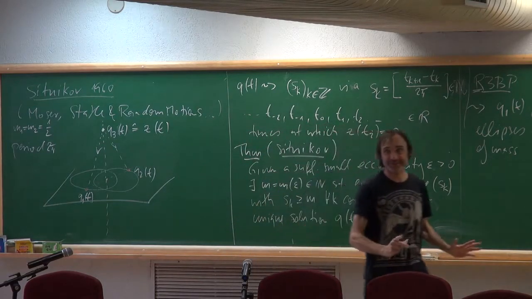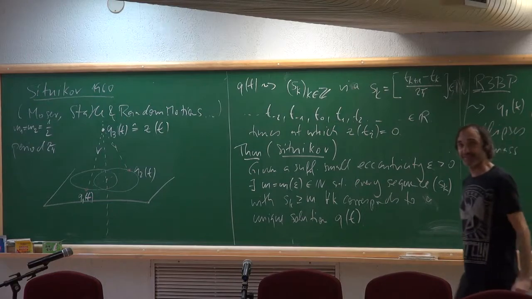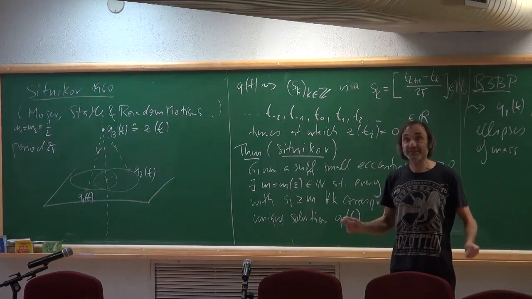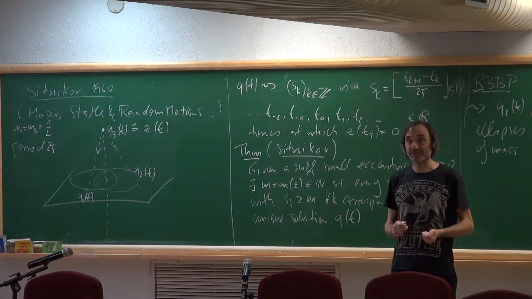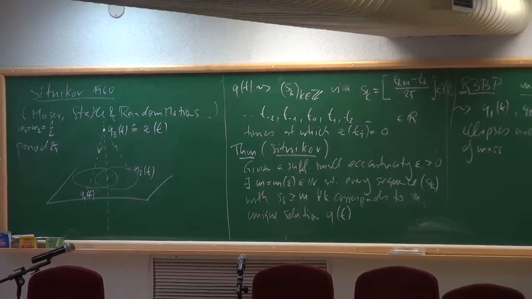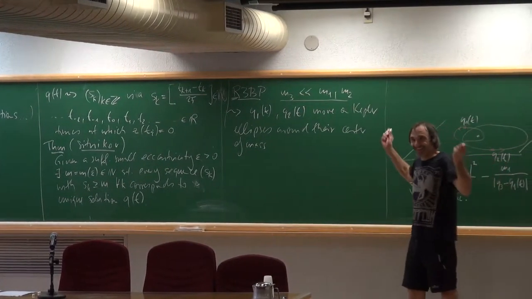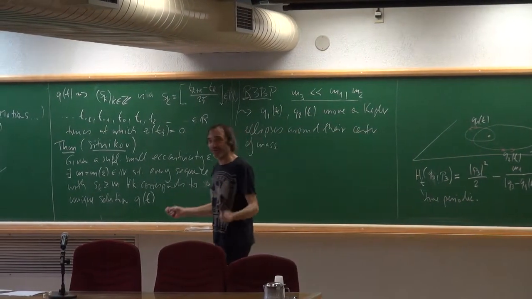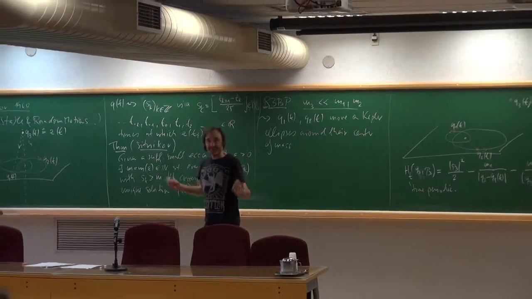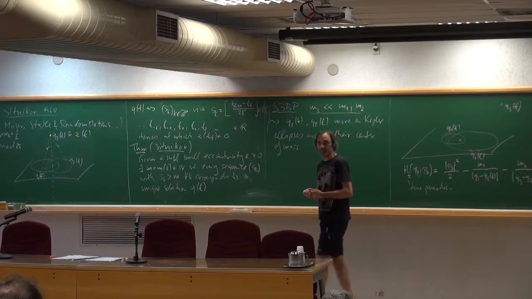I find this mind-boggling. If you think about it, you prescribe this sequence of numbers arbitrarily, and then there is a solution which does exactly that. And that is chaos. I will not give a formal definition of chaos, but this is a prototypical example of chaotic behavior.